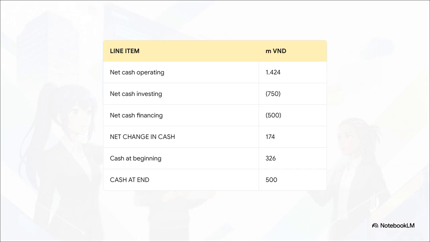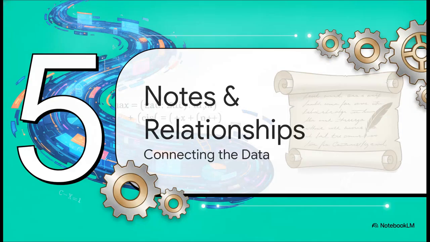The net change is a positive $174 million, which, when we add it to their starting cash balance, leaves them sitting comfortably with $500 million in the bank at year-end. Which brings us to Section 5, Notes and Relationships, Connecting the Data.